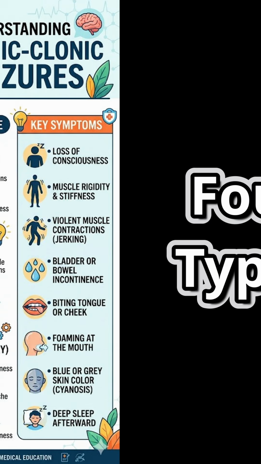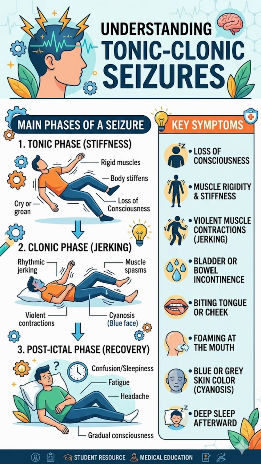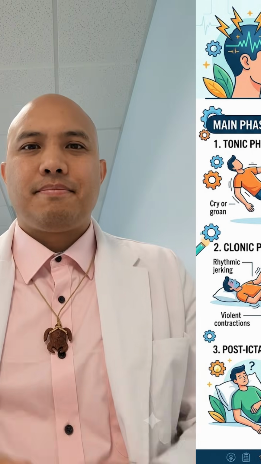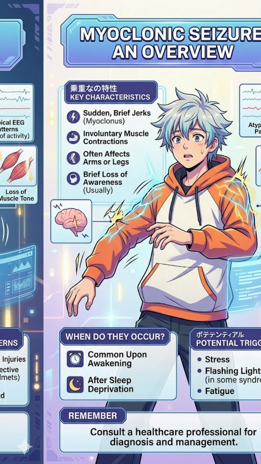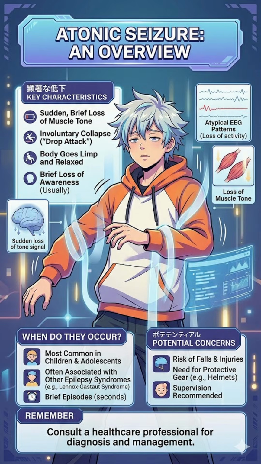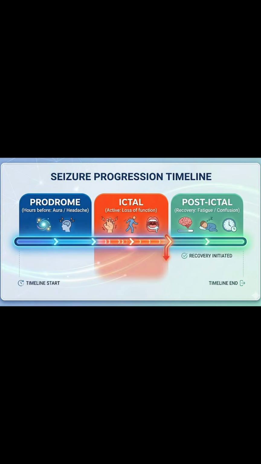Memorize the four types. Tonic-clonic features a stiffening phase, followed by rhythmic jerking. Absence seizures are brief staring spells common in children. Myoclonic involves rapid, sudden jerks of the extremities. And atonic, also known as drop attacks, causes a sudden, total loss of muscle tone, sending the patient straight to the floor.